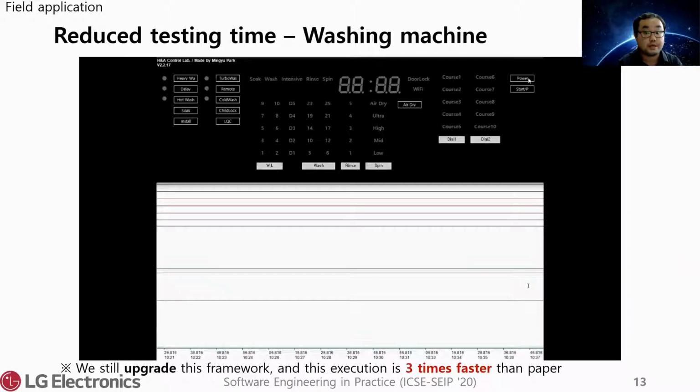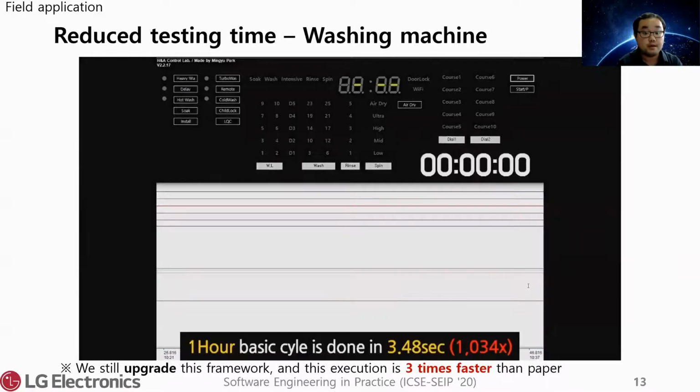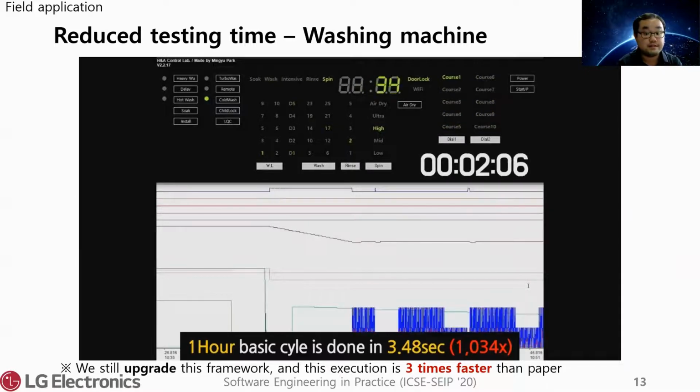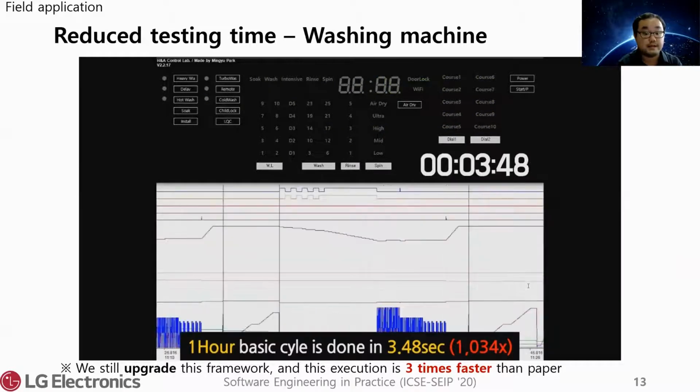Let me show you a quick demo. It is a washing machine simulator. 1 hour cycle is done in about 4 seconds, and it is 1,000-fold acceleration than real product.